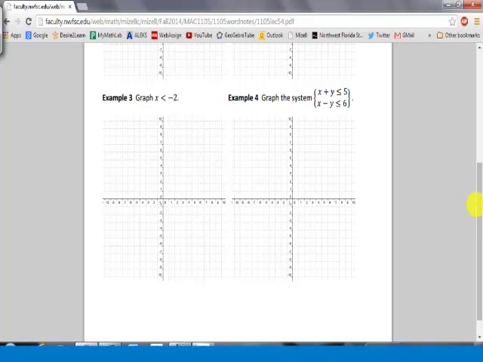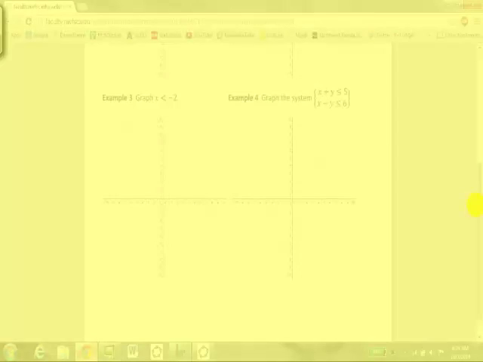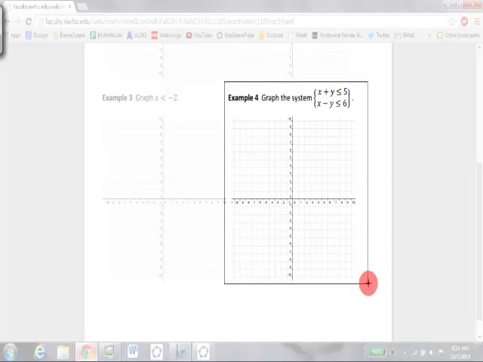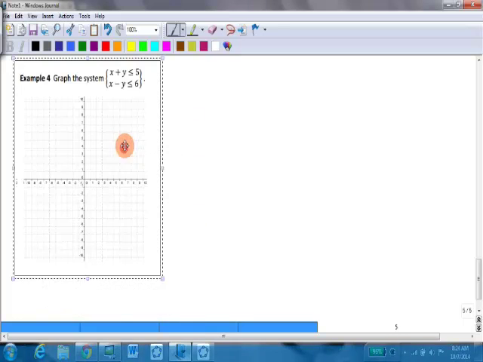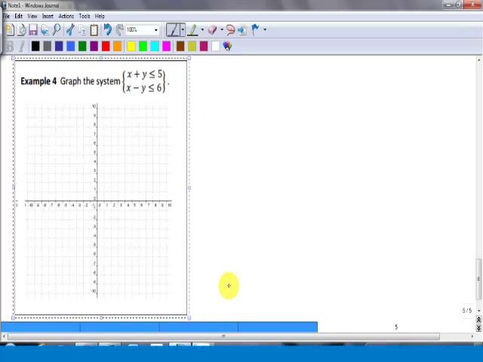And then the system. Example 4. We talked about systems of linear equations. A solution to a single linear equation is an ordered pair that satisfies that equation. A solution to a system of linear equations is an ordered pair that satisfies every equation in the system. Here, a solution to a system of linear inequalities is an ordered pair that satisfies both of these inequalities.